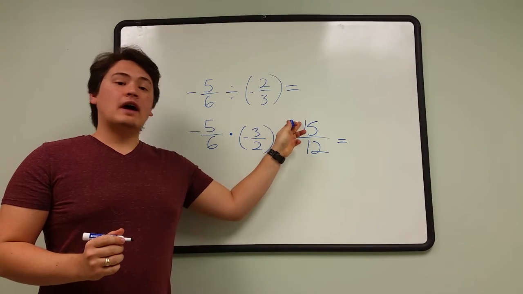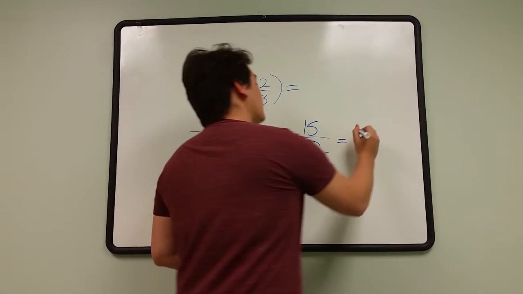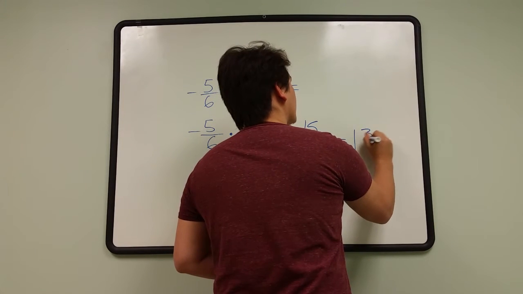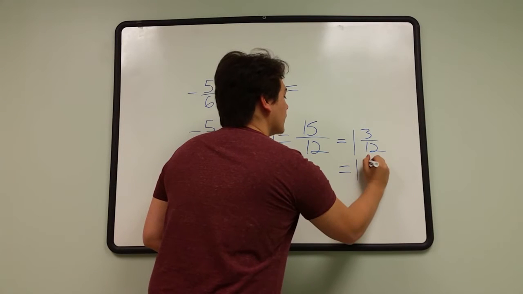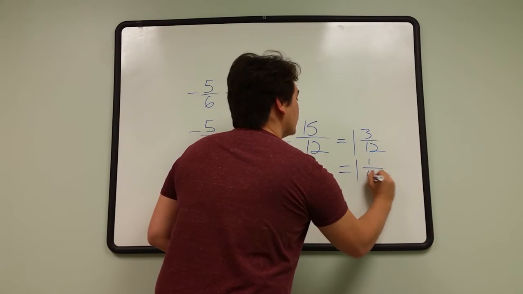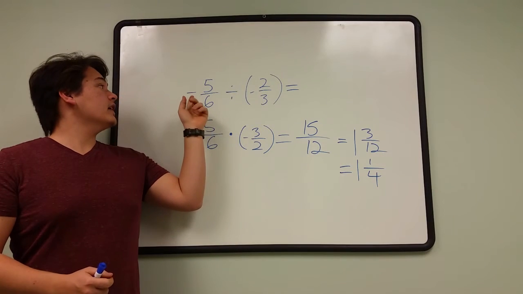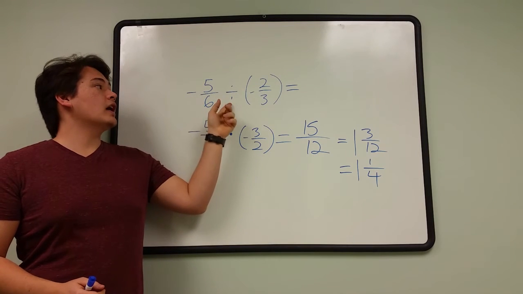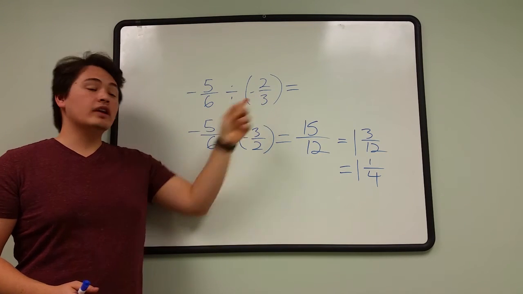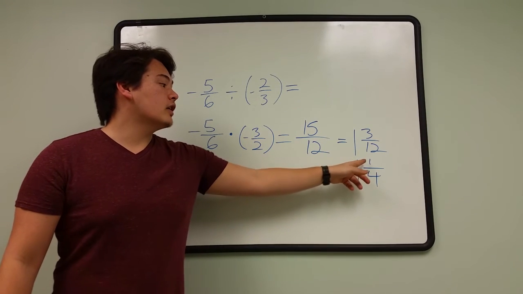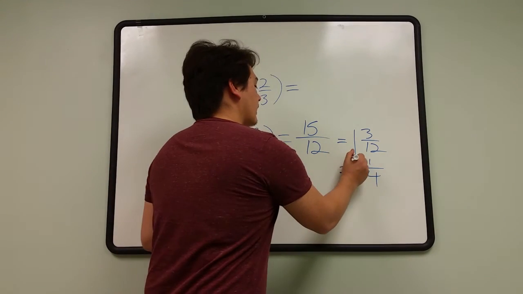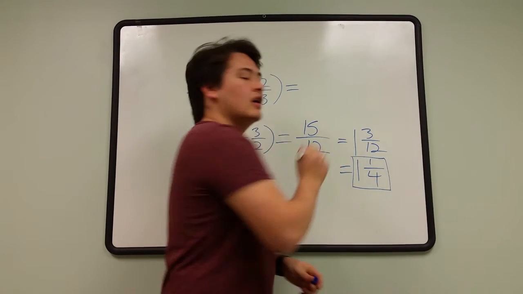So we can simplify 15 over 12 to be 5 over 4, which could be simplified further to be 1 over 4. So negative 5 over 6 divided by negative 2 over 3 is going to give us the final answer of a positive 1 over 4. And this is our final answer.